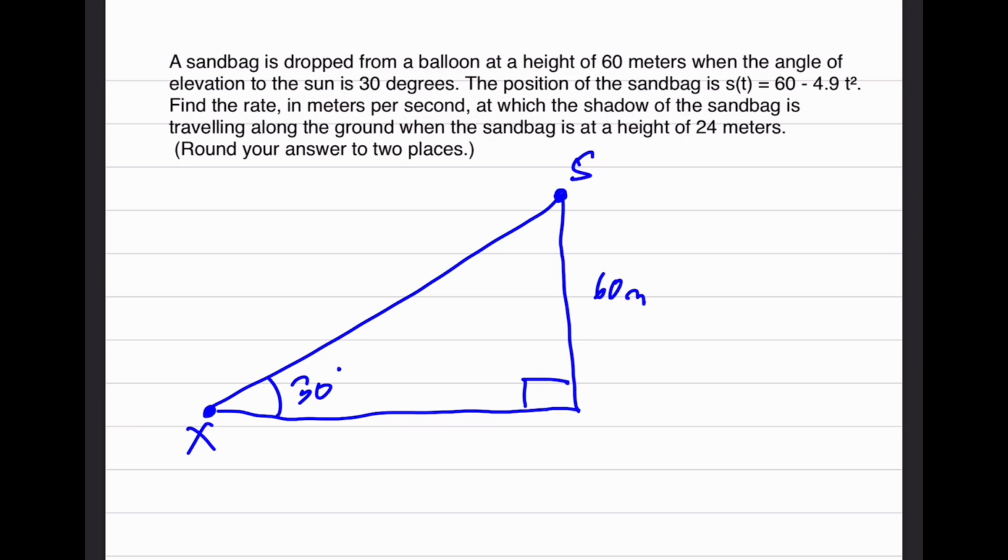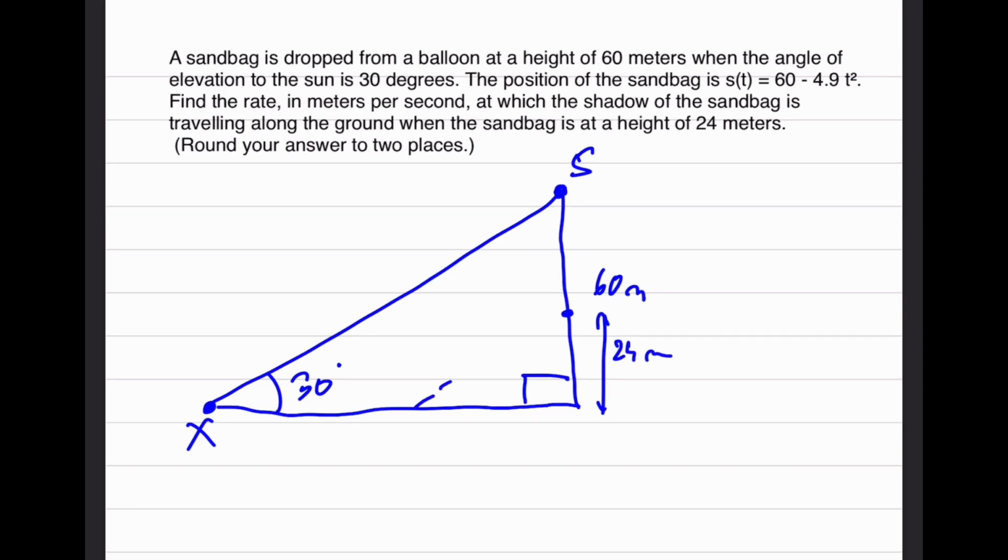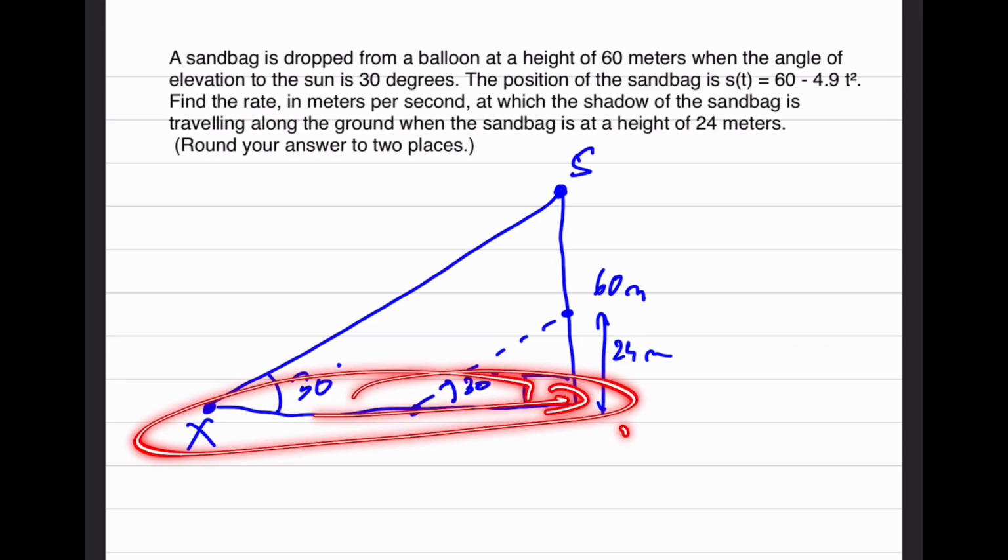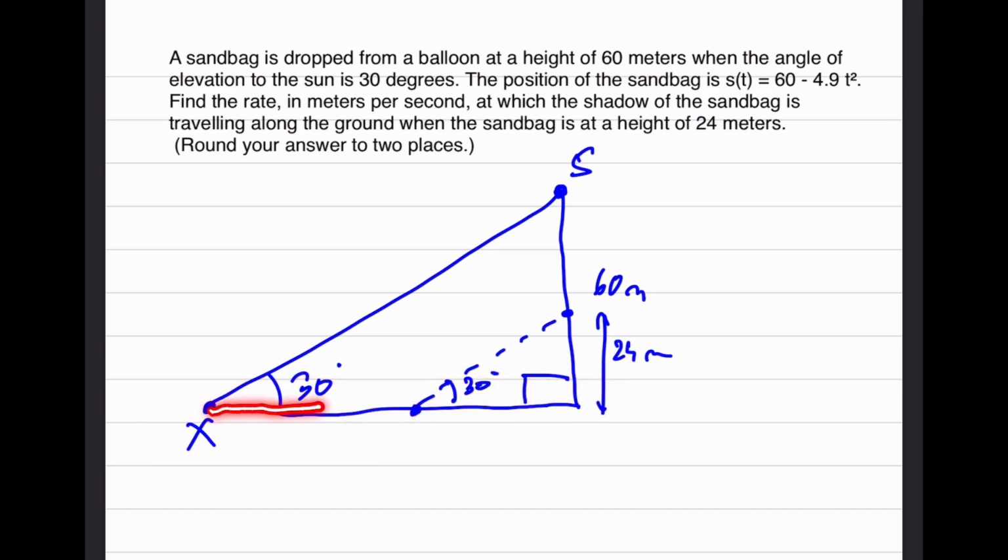So find the rate in meters per second at which the shadow of the sandbag is traveling along the ground when the sandbag is at a height of 24 meters. This over here is 24 meters. So if we draw a triangle like this of 30 degrees, this is the point where the shadow will be at, and we have to find the rate of change of this distance over here. So this distance at the start is some value, and then as it moves here, this distance decreases.